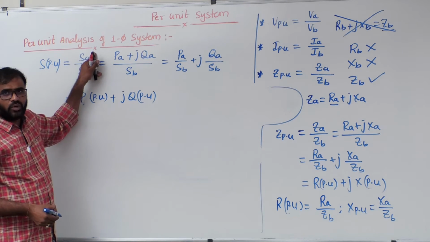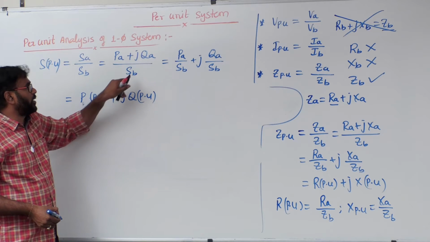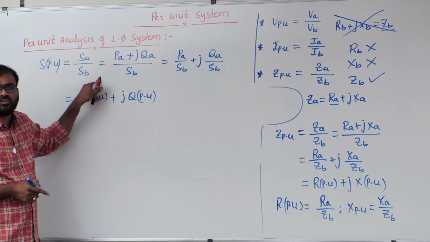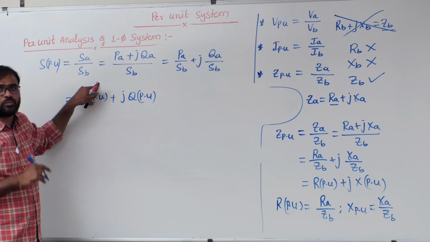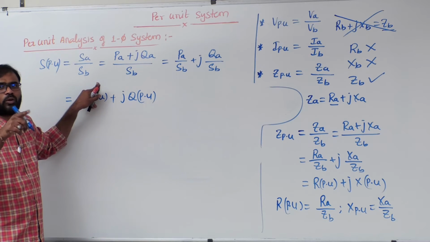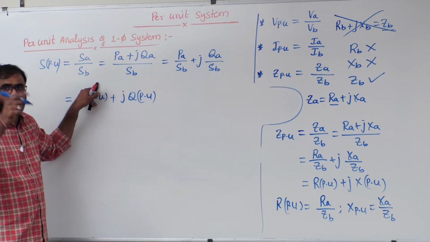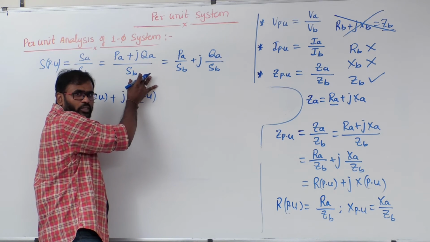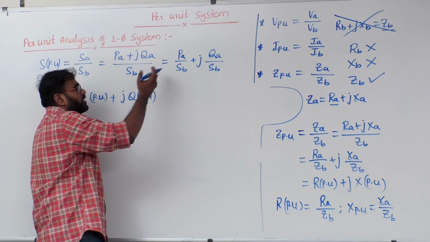S actual is a complex number, PA plus J times QA. But S base is not a complex number. Careful. It's volt ampere, apparent power, not the complex power. S base represents apparent power, because apparent power doesn't have any phase angle, but complex power has a phase angle. Careful about this. S base has no phase angle, only magnitude, maybe 100 MVA, 200 MVA, something like that.